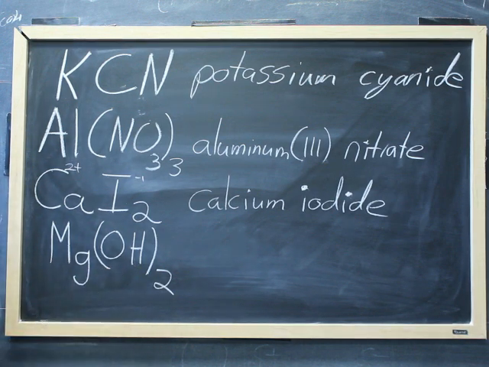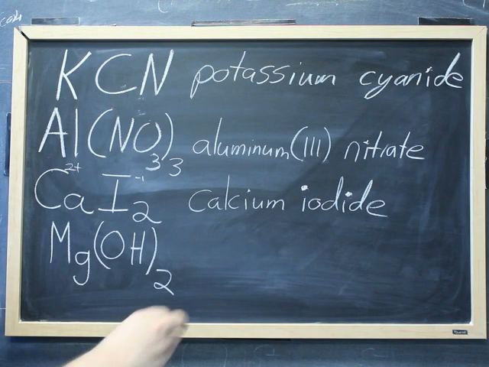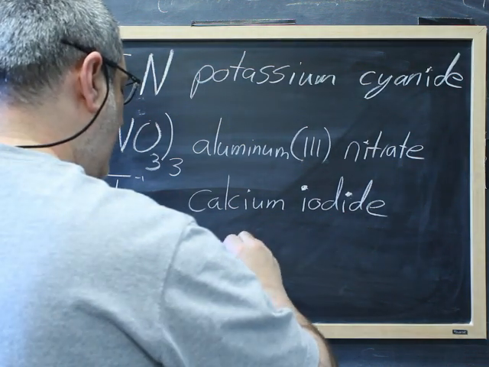MgOH. So OH is hydroxide, one of our polyatomics, and Mg is magnesium. So this would be magnesium hydroxide.